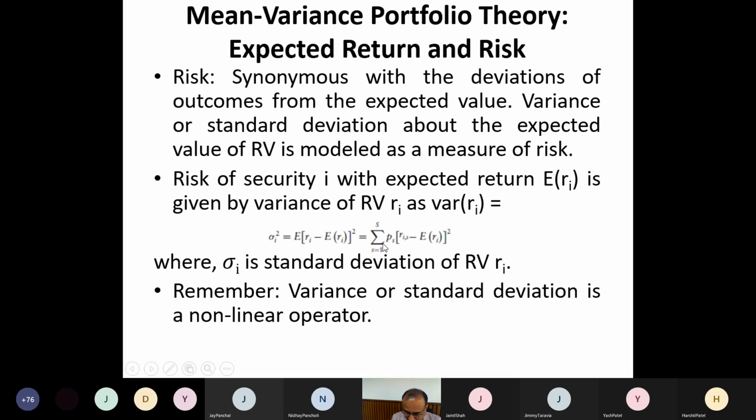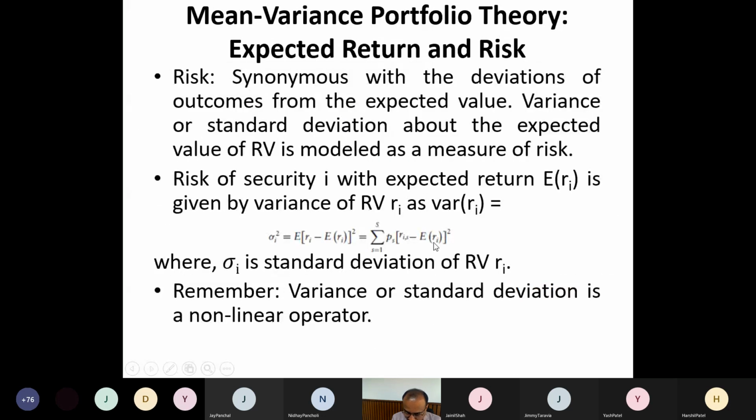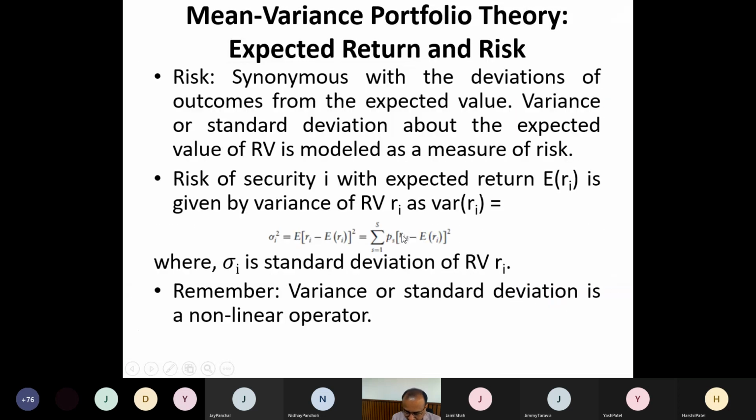Now to calculate this, we again use the probability of the state of the economy. So sigma i squared is the sum over s equal to 1 to capital S of Ps times (Ris minus E(Ri)) whole squared. If we know this Ps, we can calculate sigma i squared, or also E(Ri), but E(Ri) is also needed in the calculation of sigma i squared. So first of all, we need to calculate the expected value of security Ri under different states of the economy, and then we can calculate the risk associated with this security.